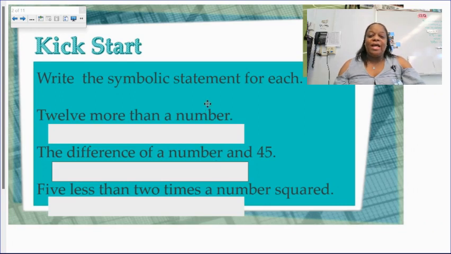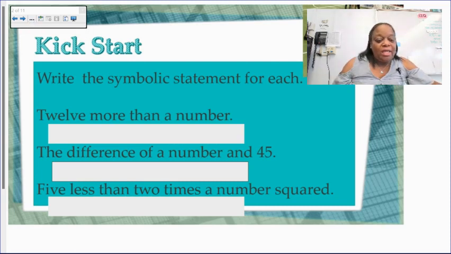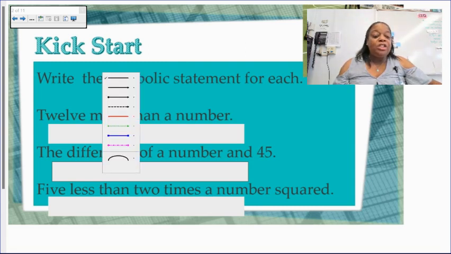So to go ahead and get started, we're going to take these statements and write them using symbols and numbers. So here, the first one, we have 12 more than a number. This should be a review from yesterday. Go ahead and pause the video to answer these.